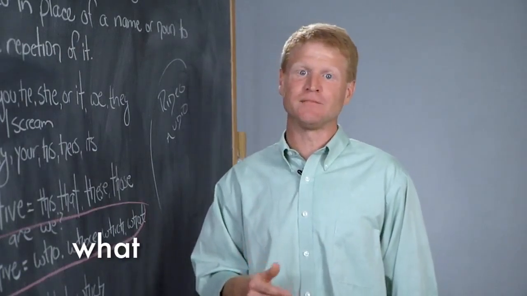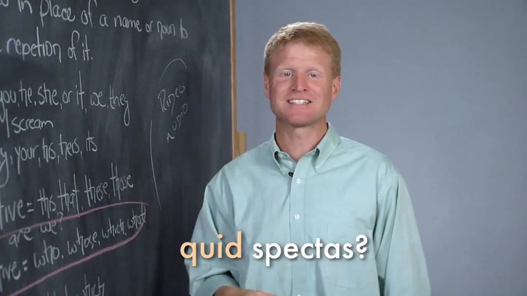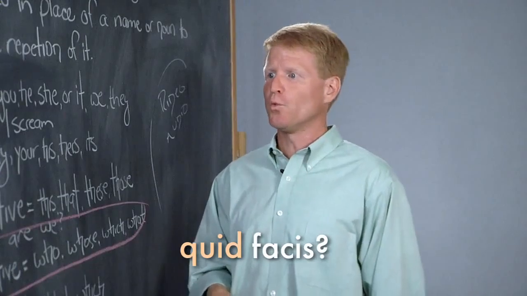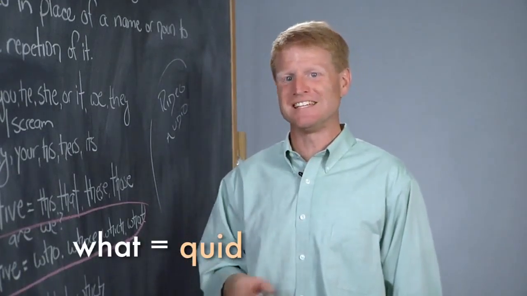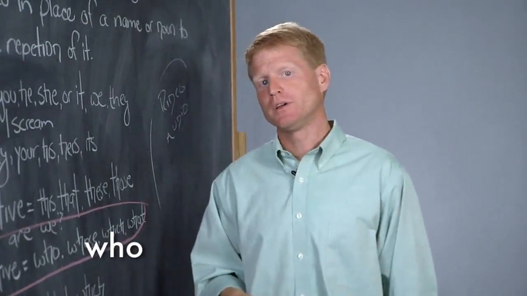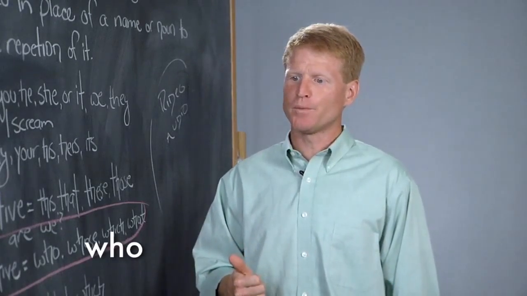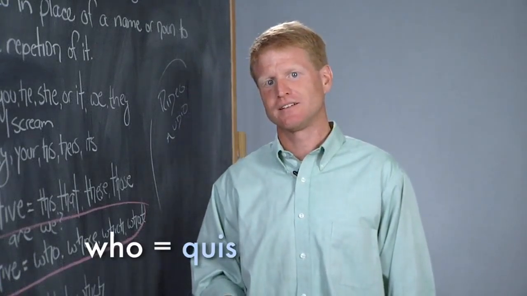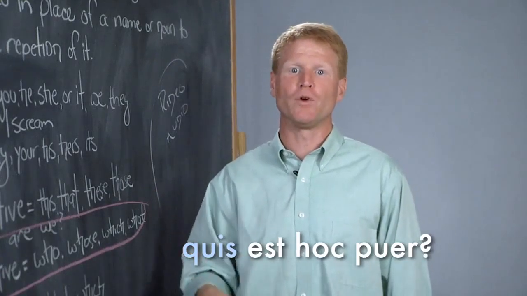What in Latin is easy. It's quid. What are you looking at? Quid spectas. What are you doing? Quid facit. What is that? Quid est hoc. What is easy? It's quid. Then there's who. Who changes a little bit based on gender. So if you want to know who someone is and you're pointing at a boy, you say quis. Quis est hoc puer. Who is that boy?